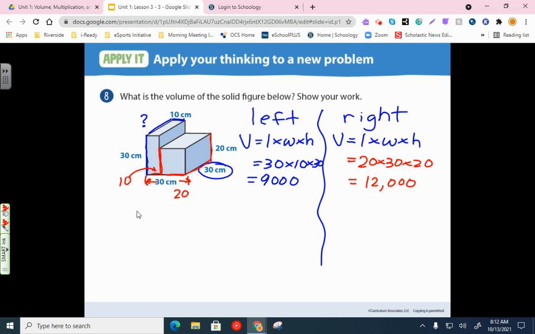Okay, and then to get our final answer, we have to add 9,000 plus 12,000 equals 21,000. And these are centimeters, so they're cubic centimeters.